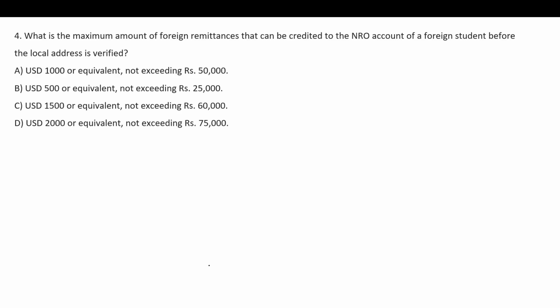Question number 4. What is the maximum amount of foreign remittances that can be credited to the NRO account of a foreign student before the local address is verified? It is USD 1000, not exceeding 50,000. So option A is the correct answer for this question.